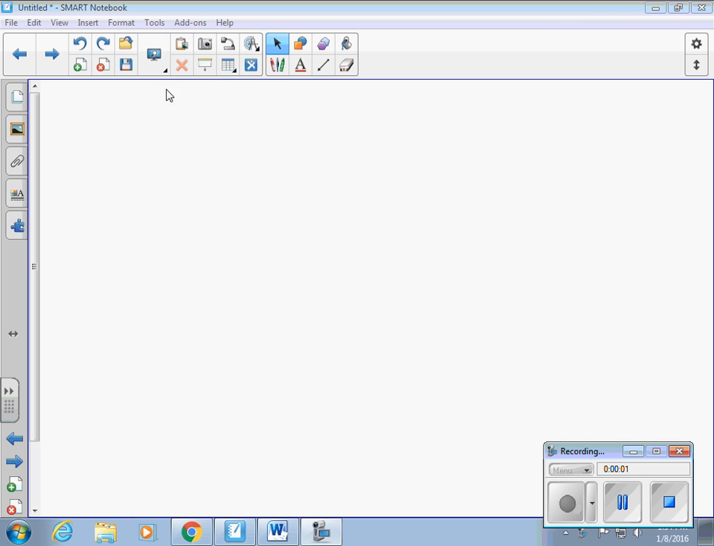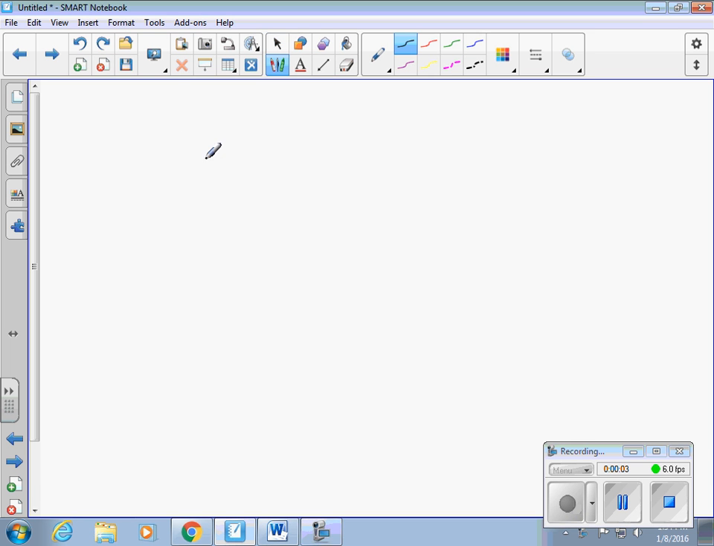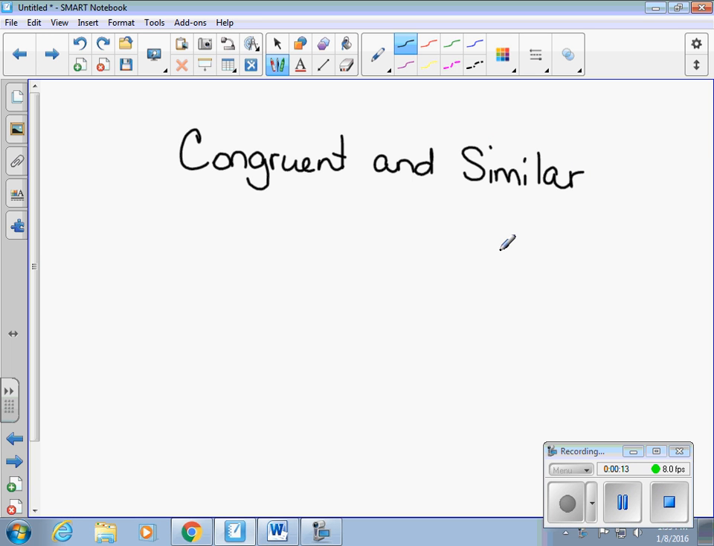Today we're going to talk about congruent and similar figures. And when I say figures, we may be talking about triangles. We may be talking about quadrilaterals, four-sided figures. We may even have something later on that has pentagons or hexagons, or some funny-looking shapes. But they're going to be the same figures, okay?